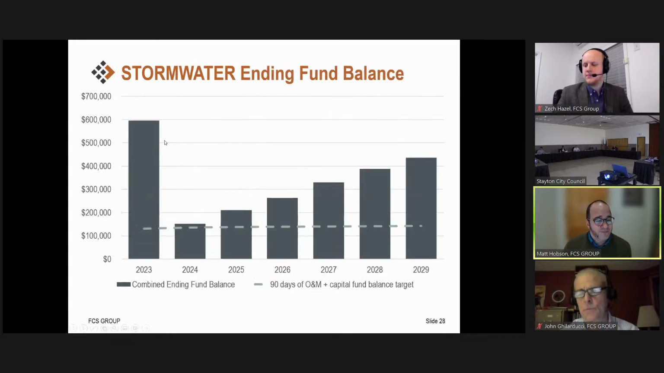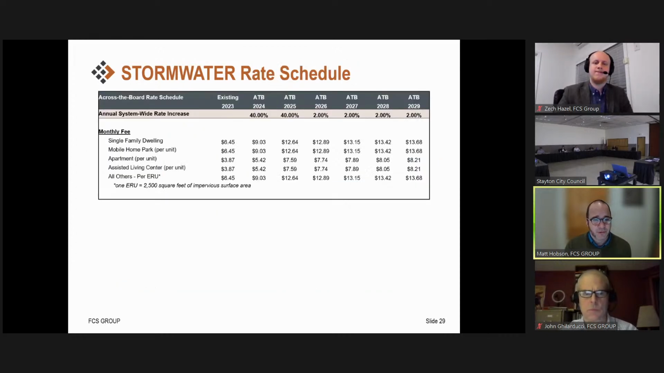Those adjustments would be sufficient to keep our reserves above the minimum targets. We've seen a corresponding increase. Once again, the current rate is about $6.45. A 40% increase would raise the monthly rate for a single family dwelling by about $2.50 per month, and then another $2.50 per month the following year.